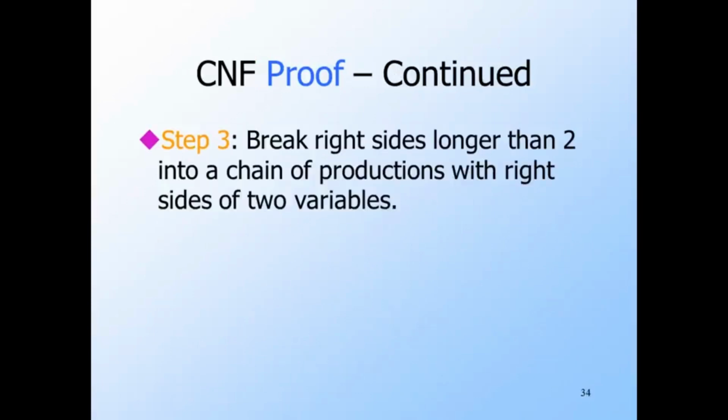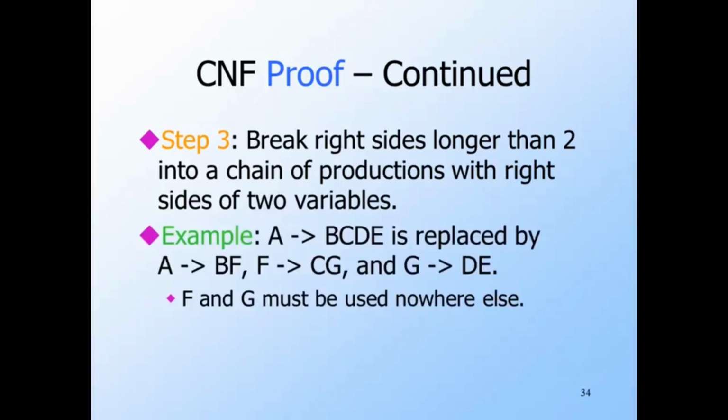Now all production bodies that are not a single terminal are strings of 2 or more variables. If exactly 2, that's great because that's what CNF requires. But if a body consists of 3 or more variables, we have to break the body into pieces by using new variables that appear nowhere else. An example should make the idea clear.